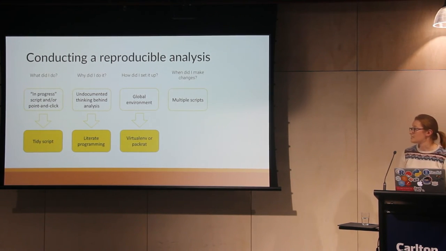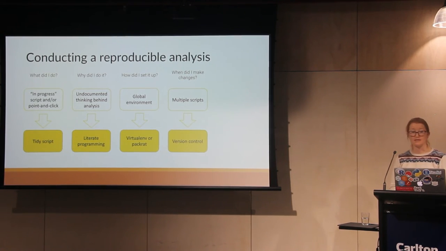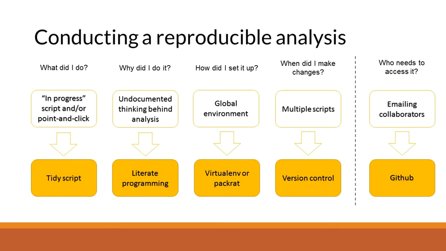When did I make changes? In an irreproducible analysis, we'll have multiple scripts and we'll have no clear idea of what is useful code or when we made changes. Whereas in a reproducible analysis, we use version control to track our changes and the thinking behind them. And who needs to access it, which is an optional step, but generally extremely important in research projects. In an irreproducible analysis, we'll email the collaborators and manually integrate all of their feedback and changes.